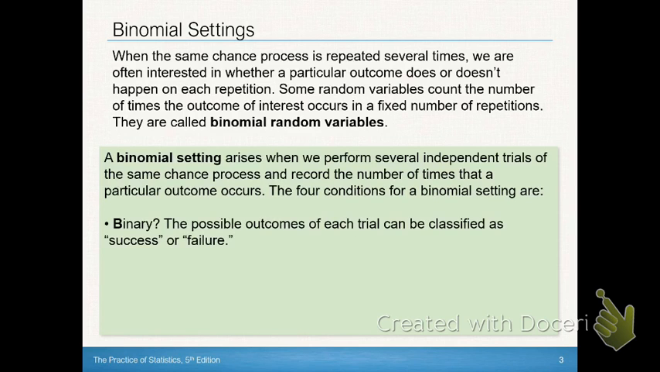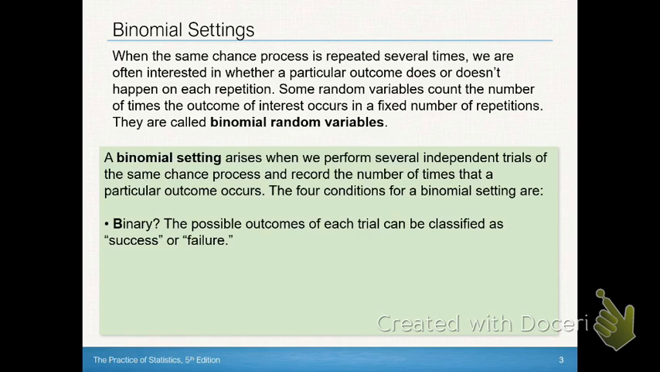So the first thing you have to do is check to make sure that you're in a binomial setting. And there's 4 things you need to check for. The first thing you need to do is check that your situation is binary. So there's only 2 outcomes. It's either success or failure.